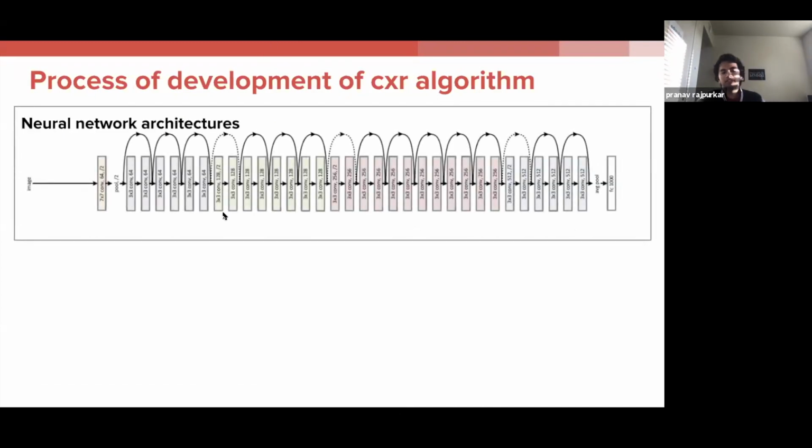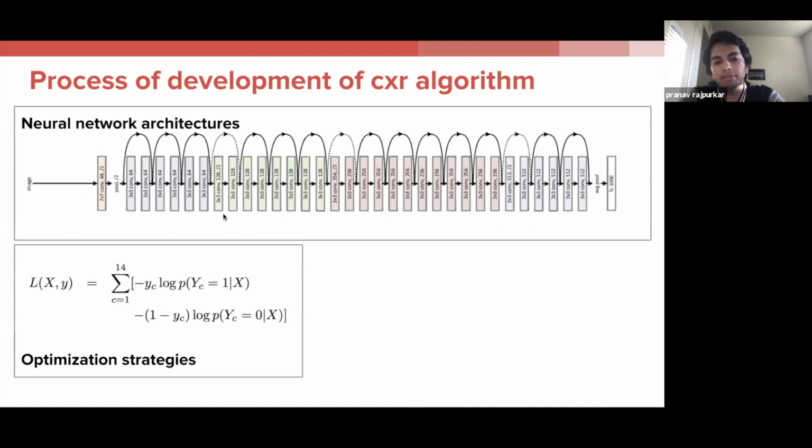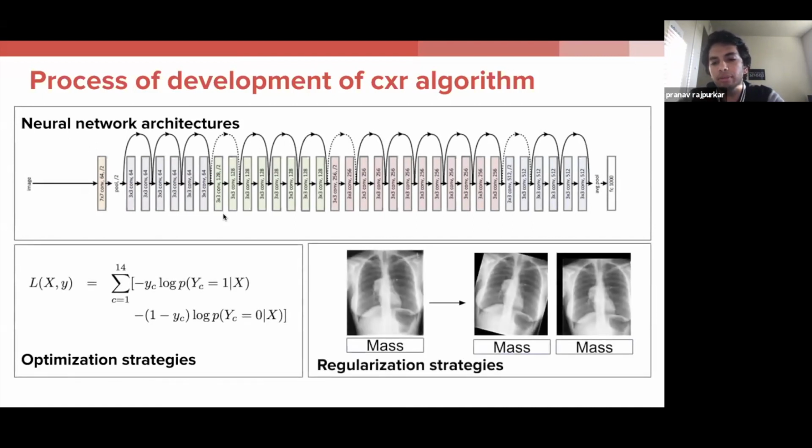Now, the process of developing a chest x-ray algorithm consists of three things. One, you pick a neural network architecture. Second, you pick an optimization strategy. And third, you pick a regularization strategy. Now, it's not important to really understand what these are if this is your very first introduction to deep learning.